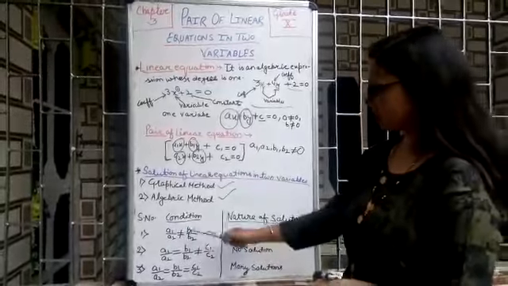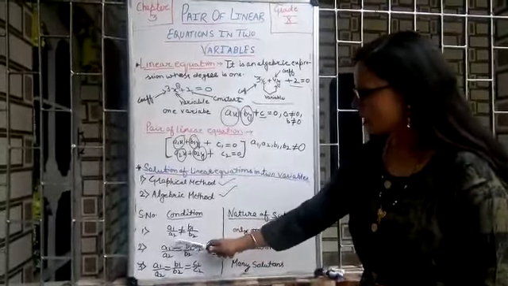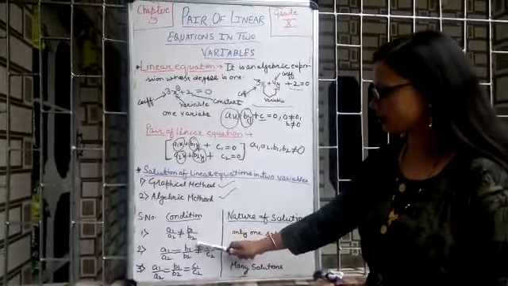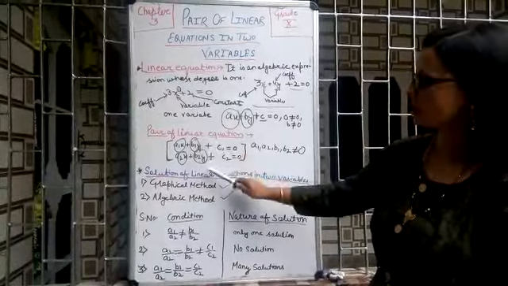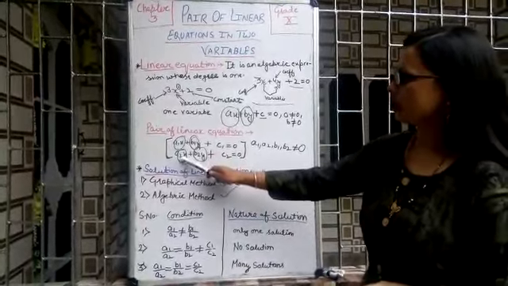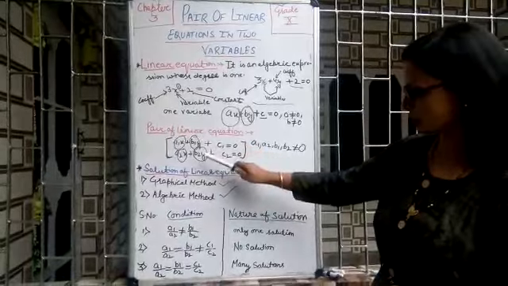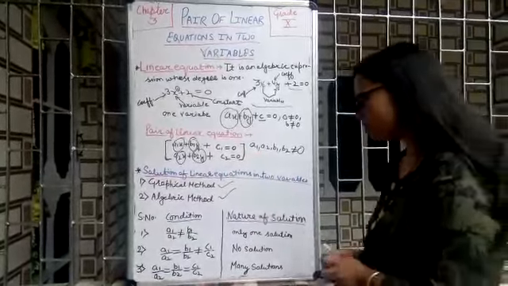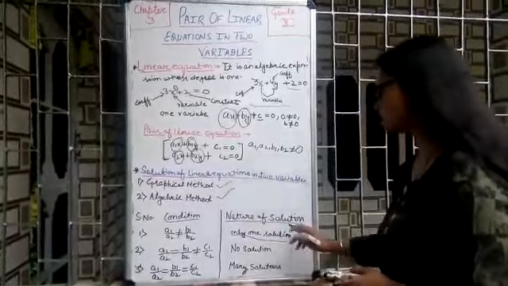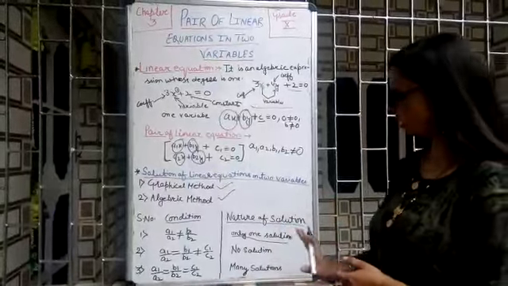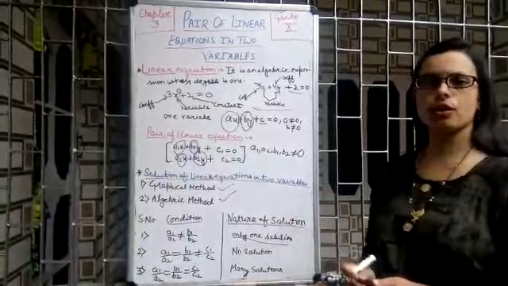In order to solve this equation with the help of the graphical method or algebraic method, we have to check some conditions. The conditions are: a1 upon a2 is not equal to b1 upon b2. If a1 upon a2 is not equal to b1 upon b2, then there will be only one solution of the equation. This is the nature of the solution. Clear?